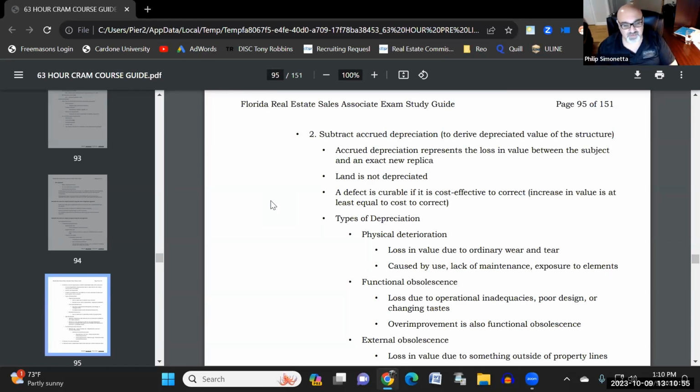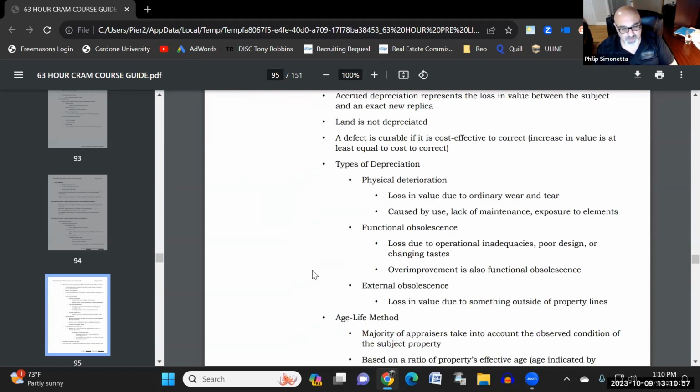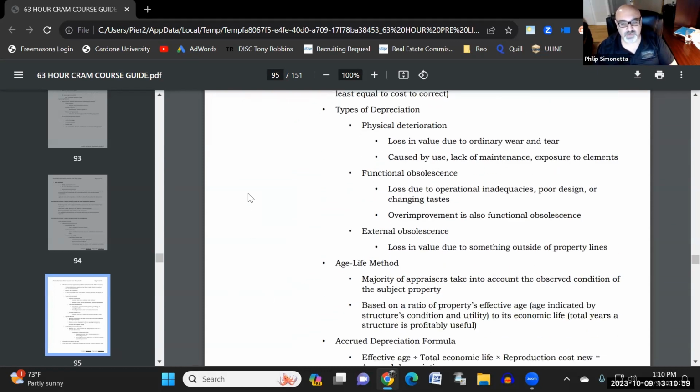Types of depreciation. You have physical deterioration. That's loss in value due to ordinary wear and tear, caused by use, lack of maintenance, and exposure to the elements. Functional obsolescence. This is loss due to operational inadequacies, poor design, changing tastes. They don't like that type of home anymore, right? Over improvement is also functional obsolescence.